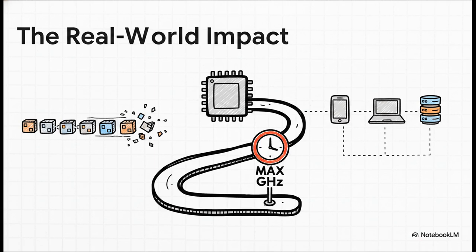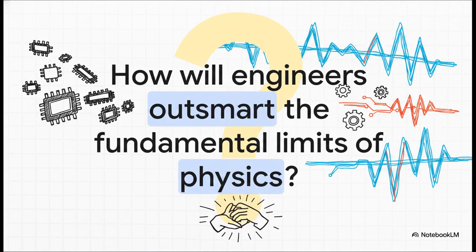The total propagation delay through a circuit is what dictates the absolute maximum clock speed a processor can run at. Understanding skew and delay is what prevents catastrophic data corruption from signals arriving at the wrong time. This isn't just some academic exercise, it determines the fundamental performance limits of everything, from the phone in your pocket to a massive supercomputer. And that leaves us with a final thought to chew on.